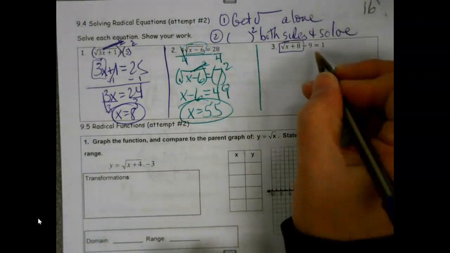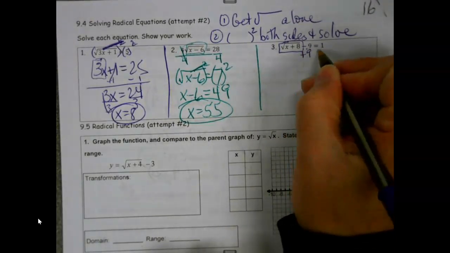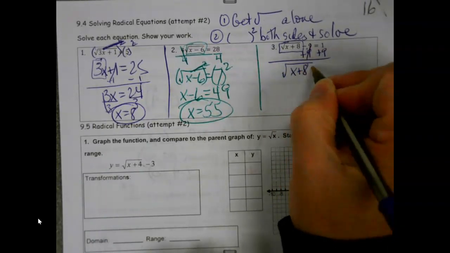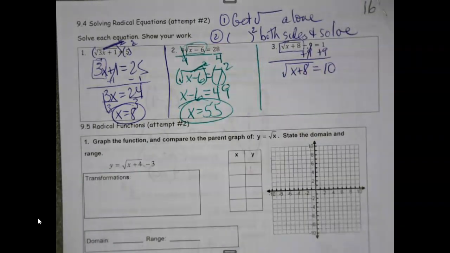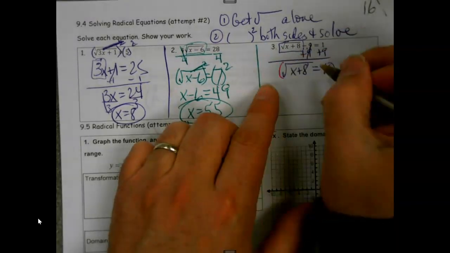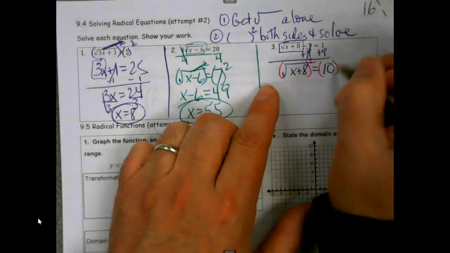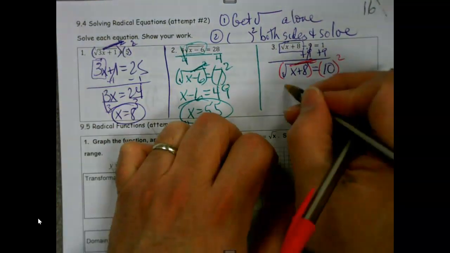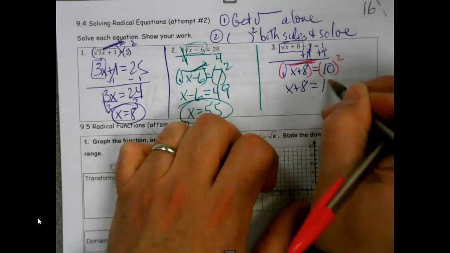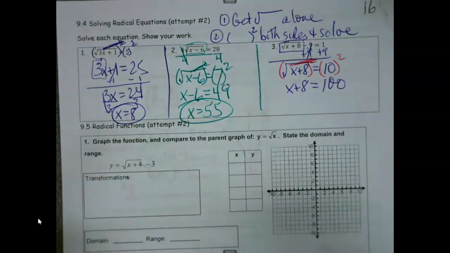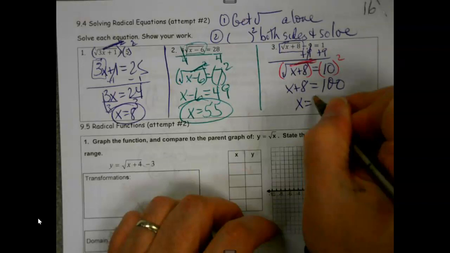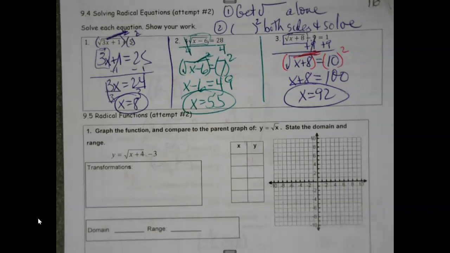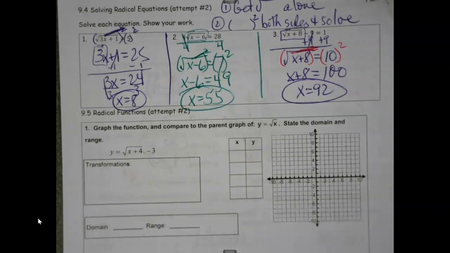Is my radical alone? Not yet. Wipe those guys out. Subtract my 8. Again, jot them down. Jot them down.